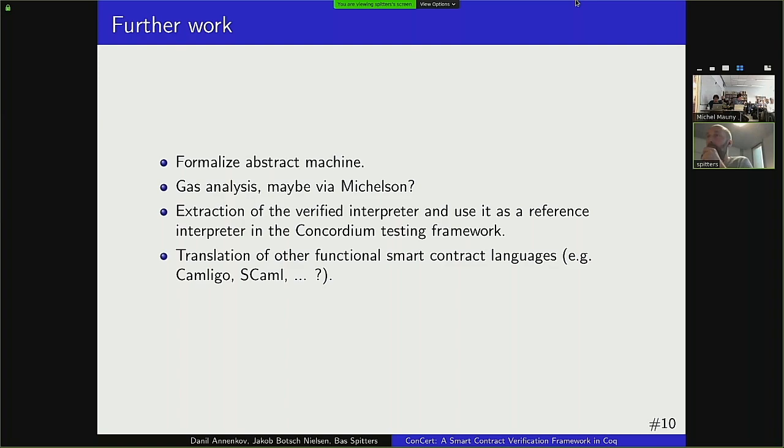And then, of course, once we have this functional core inside the Coq system, we can print it to many functional languages. So things like CameLIGO and SCaml should be in scope. It's just printing of basically System F to one of the other languages. So that's what I wanted to say. Are there questions?